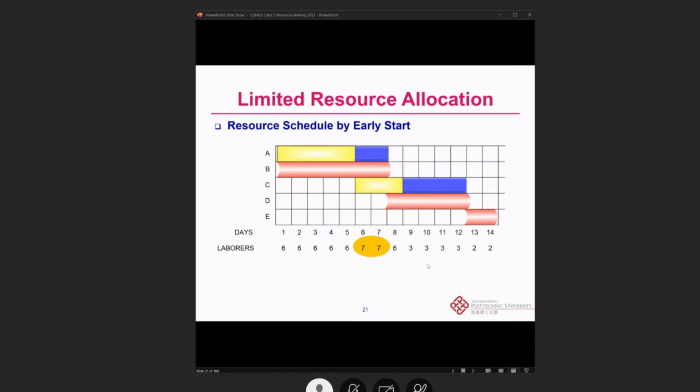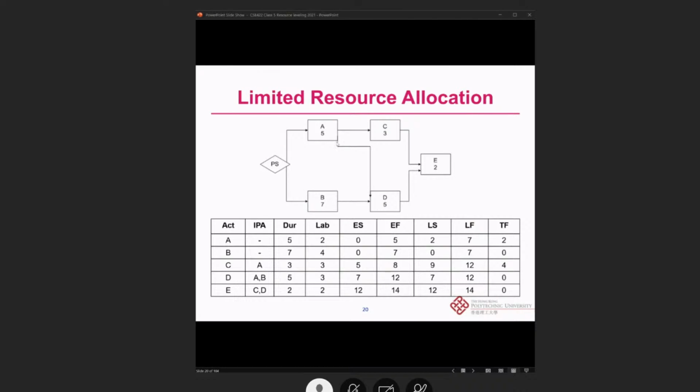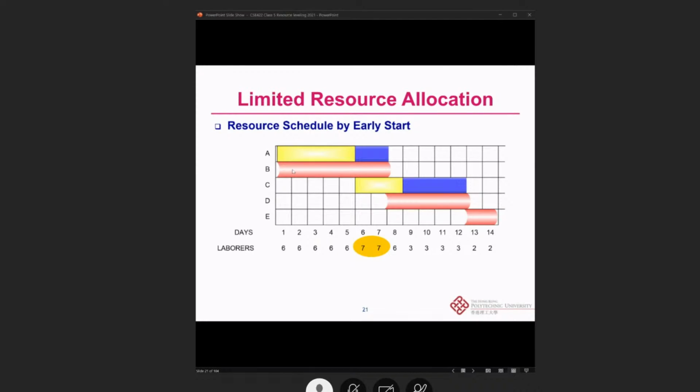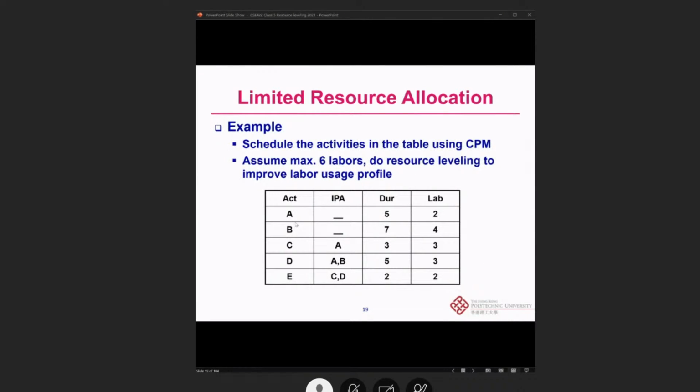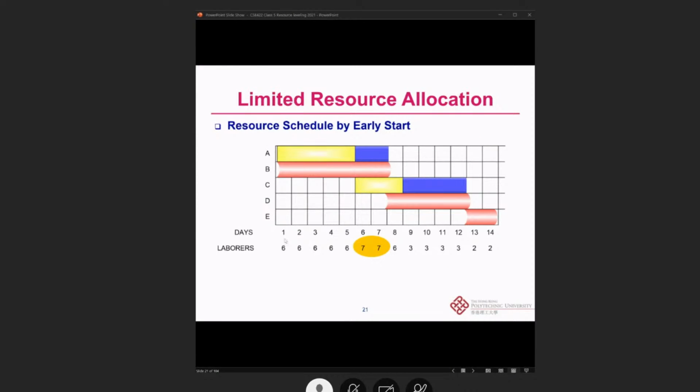Now you can see that, based on this information about this project, this is the resource utilization chart, right? We just draw it like this. We have the activity A and B. Remember that we just follow this network, A and B. A is for 5 days, B is for 7 days, and we also know that A needs 2 labors, B needs 4 labors, so from day 1 to day 5, these 5 days we need 6 labors.